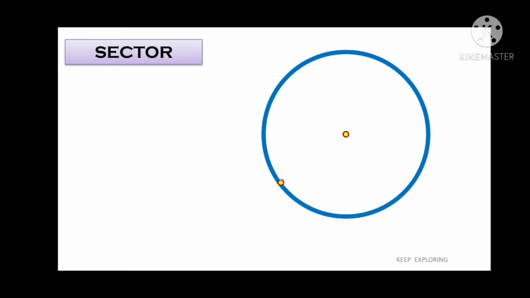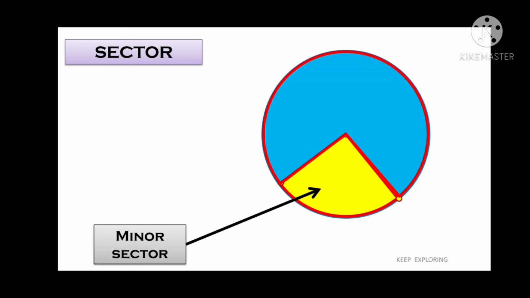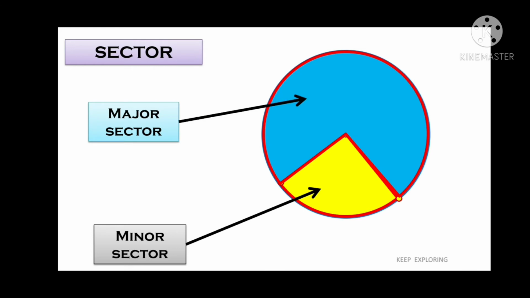So let's see. Two radii and an arc form a sector. This is the smaller one, so it is called the minor sector. In the same way, as you can see here, the other part, after the minor sector, we can call the major sector.